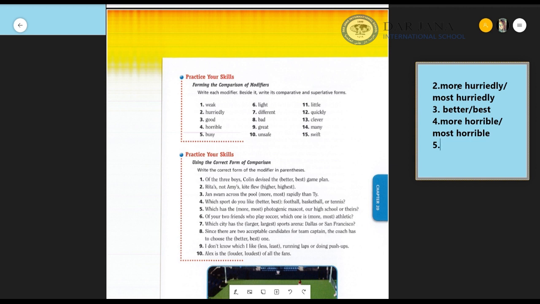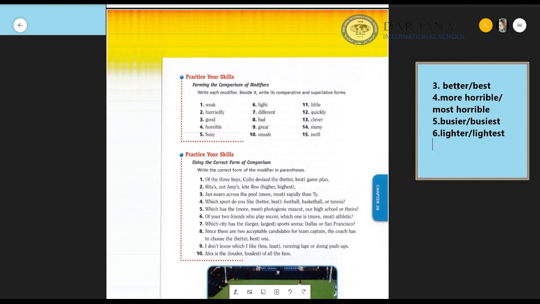5. Busy. 2 syllables. So let's try first adding ER, EST. If that works, then we're gonna stick with it. If not, then we're gonna add more and most. So busy, busier, busiest. Yes, it does exist. So there you go. Number 6. Light, 1 syllable, lighter and lightest.